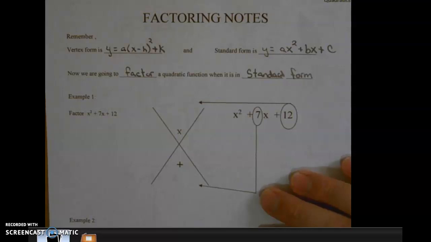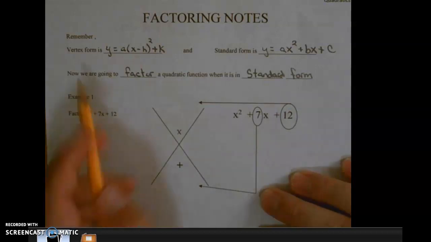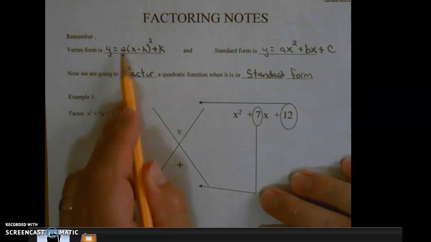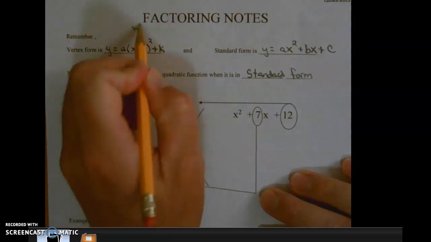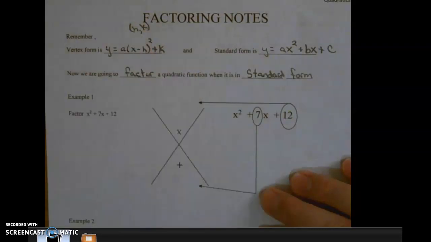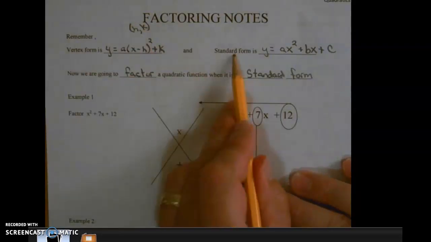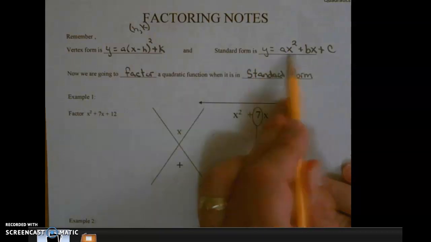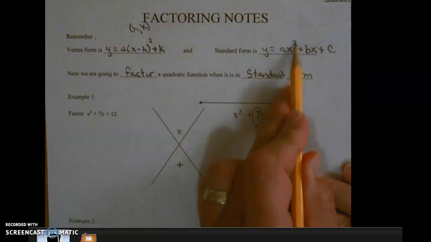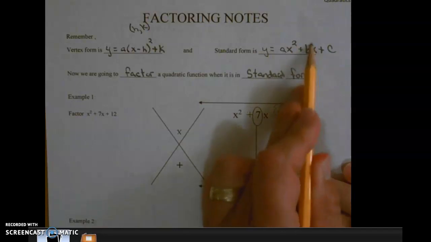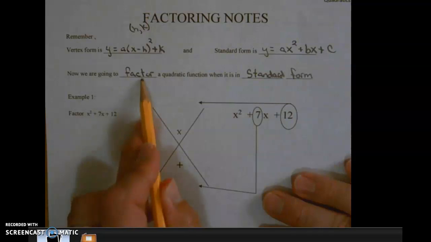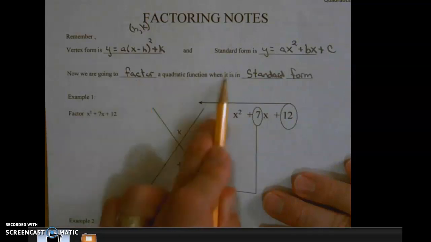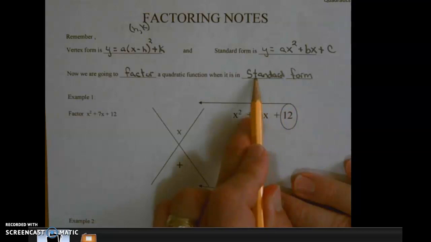All right, today we're going to continue learning how to factor quadratics. So remember, vertex form looks like this. Remember where H and K represent the vertex point. And standard form for a quadratic looks like this. You have your x squared term, then your x term, and then your constant term. Now we are going to factor a quadratic function when it is in standard form.